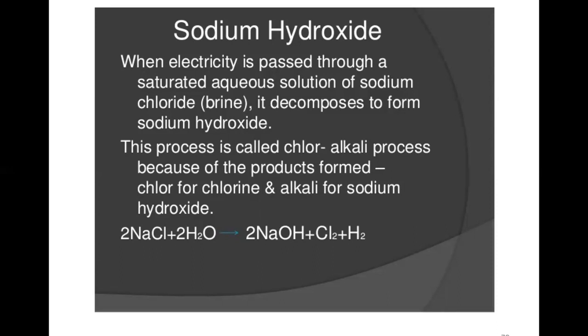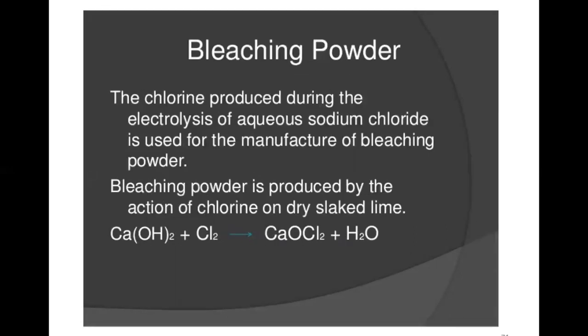Now, second was bleaching powder. Bleaching powder कैसे मिला? The chlorine that was produced during the chlor-alkali process, उसको react किसके साथ किया है? Calcium hydroxide के साथ किया है. तो we've got bleaching powder. The formula is CaOCl2 plus water. Okay, so this is how bleaching powder is obtained. So bleaching powder is produced by the action of chlorine on dry slaked lime.